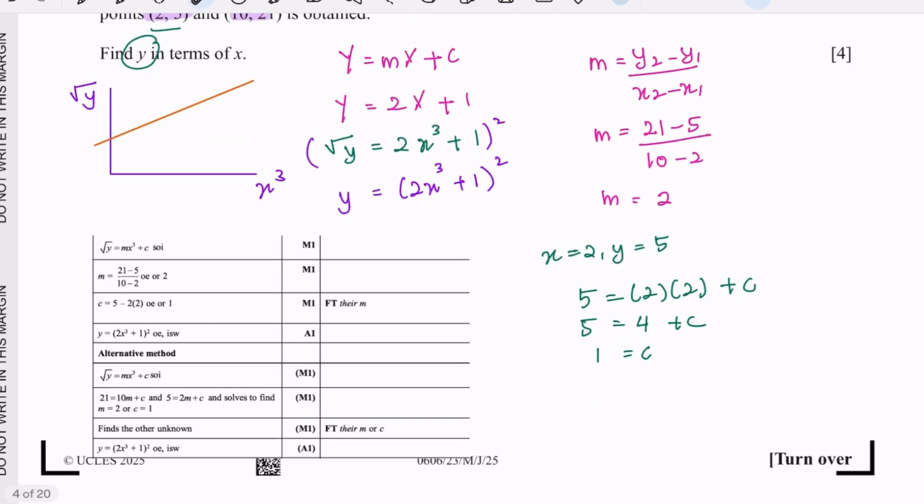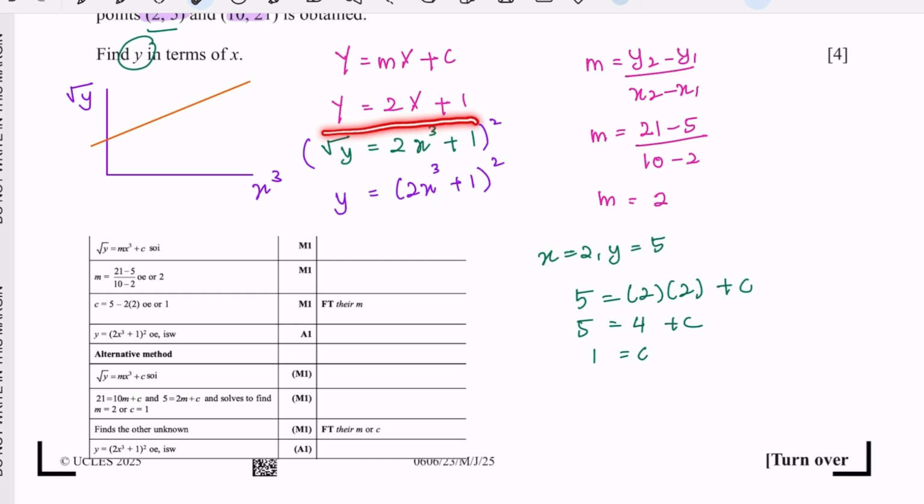Let's look at the marking scheme. The first mark is coming from this. 1 mark here. Second mark is finding the gradient, which is the slope. 1 mark here. Third mark is coming from the c, which is over here. And the last mark is when I make y the subject, which is this one.